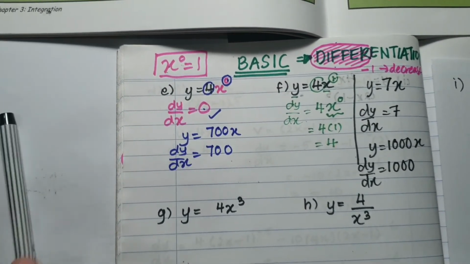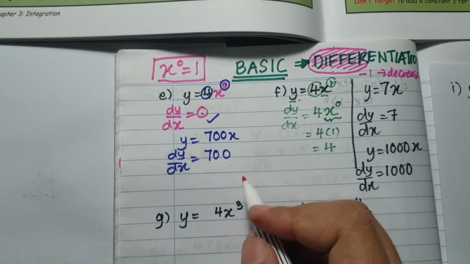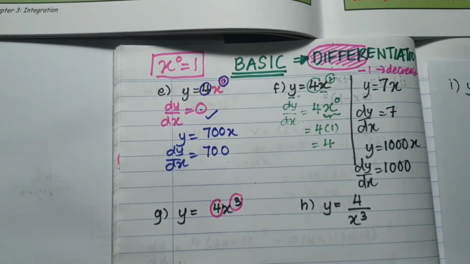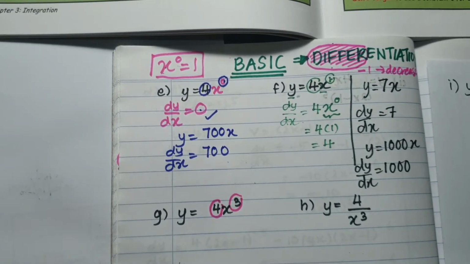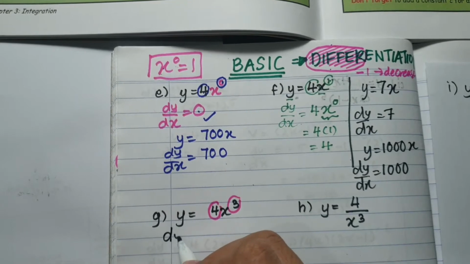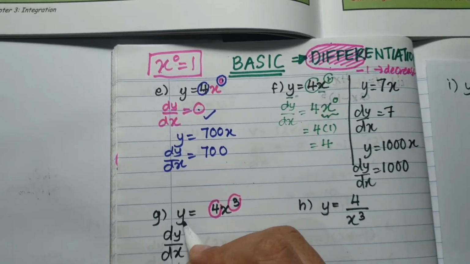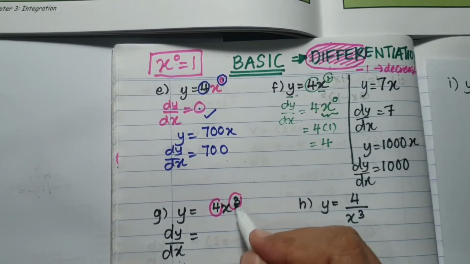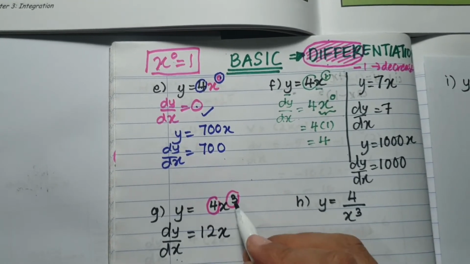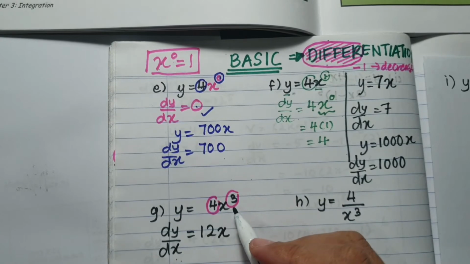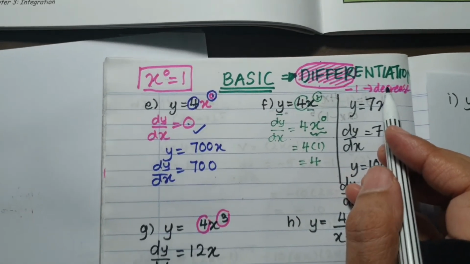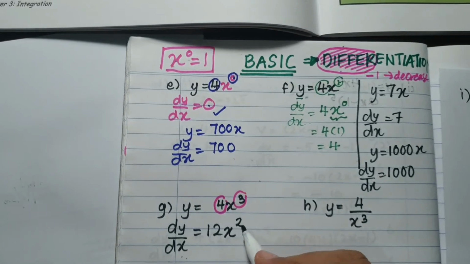Next, this one. The same. Always remember, multiply the index to the front. You don't have to write 3 times 4, you just write the result. Now your function is y in terms of x, so dy by dx. 3 times 4 is 12. Then copy the variable, and the index always decreases by 1. Remember, differentiation is minus 1. 3 minus 1 becomes 2.